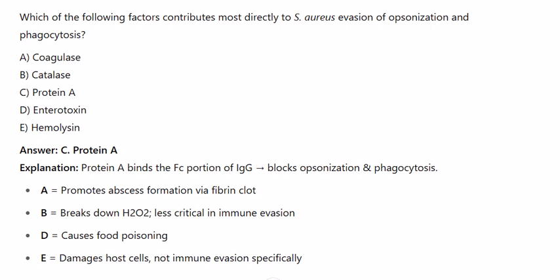A equals promotes abscess formation via fibrin clot. B breaks down H2O2, less critical in immune evasion. D equals causes food poisoning. E equals damages host cells, not immune evasion specifically.